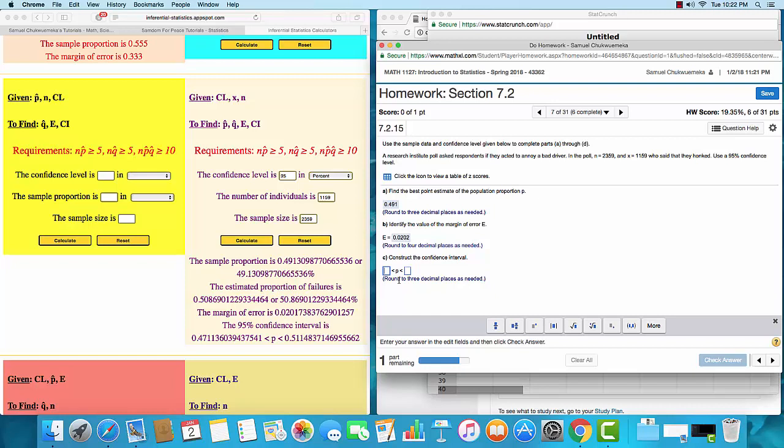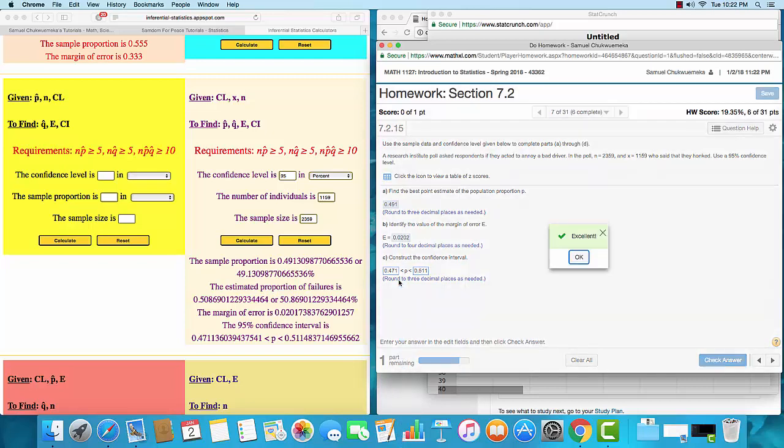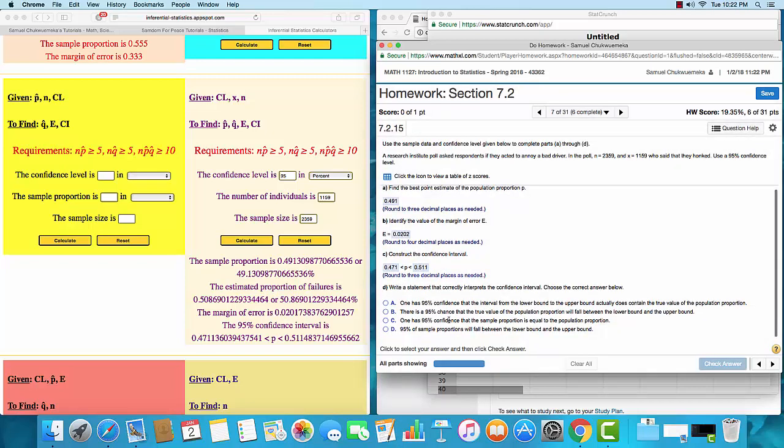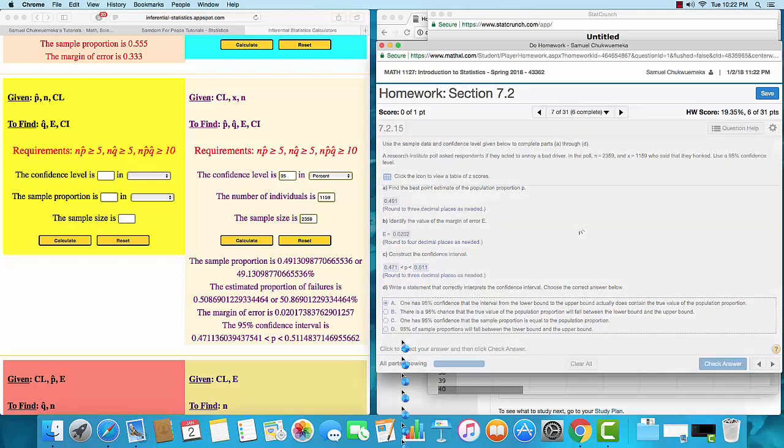The confidence interval will be 0.471, that's the lower bound, and then 0.511, upper bound. And we are 95% confident that the interval from the lower bound to the upper bound contains the true value of the population proportion.